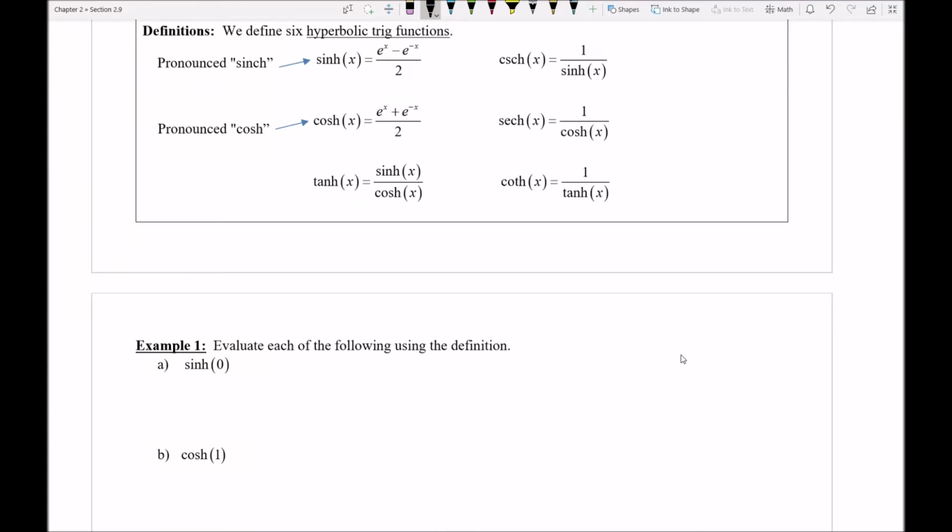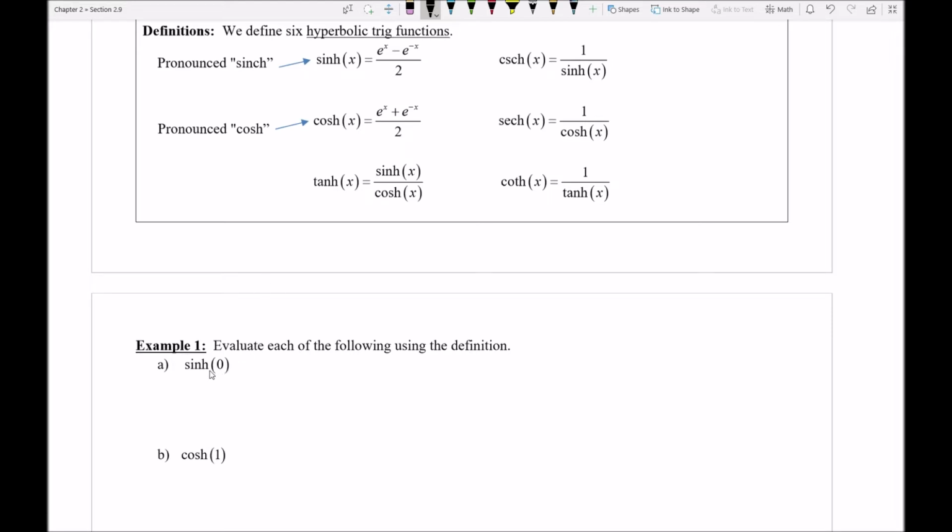Well, now let's take a look at example number 1 on the next page, which is going to ask us to evaluate each of the following different hyperbolic trig functions at different values. And if I know the formulas that we had established back in the previous video and on the previous page, this should be super easy to do.